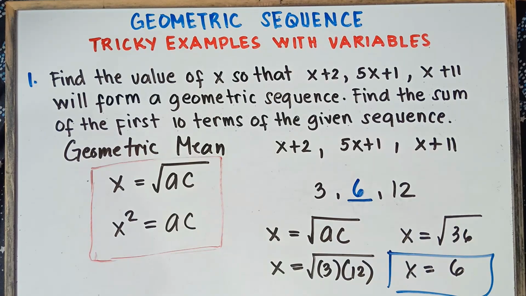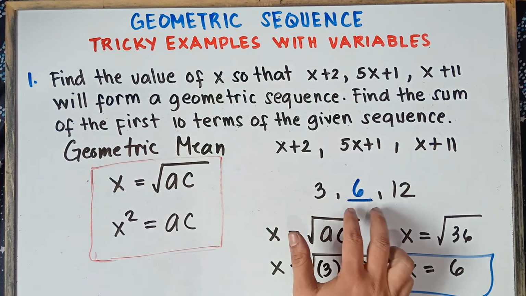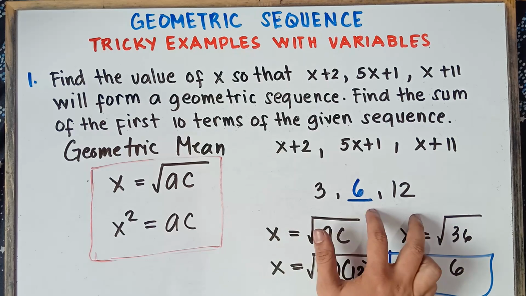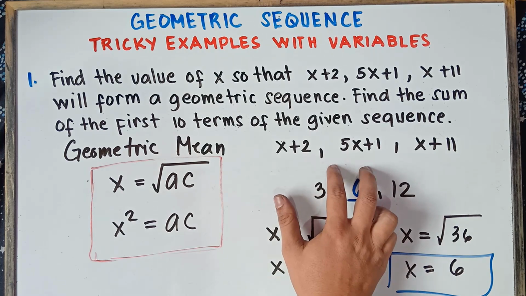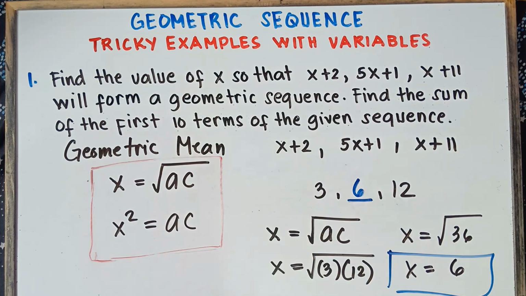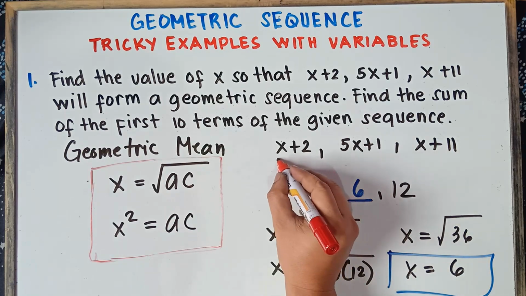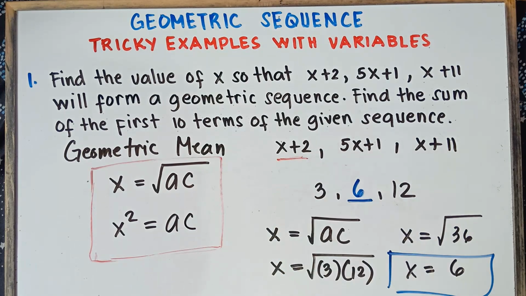Alright, so therefore, geometric mean is equal to 6. The middle value of these two given numbers would be equal to 6. So therefore, class, we can find the value of X applying geometric mean. This is A, so this will be our first term.